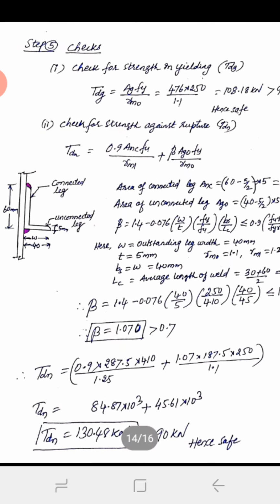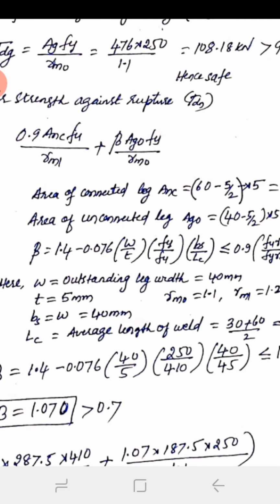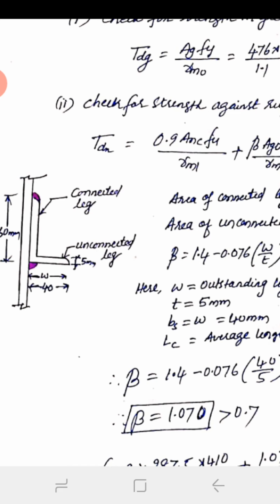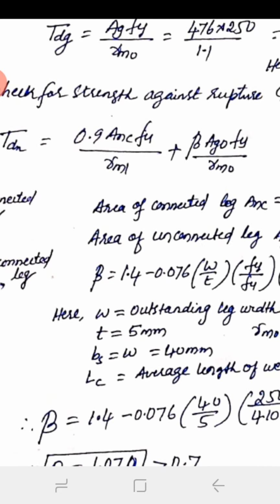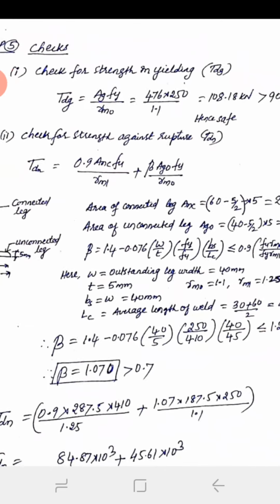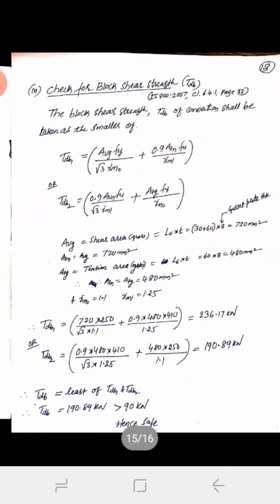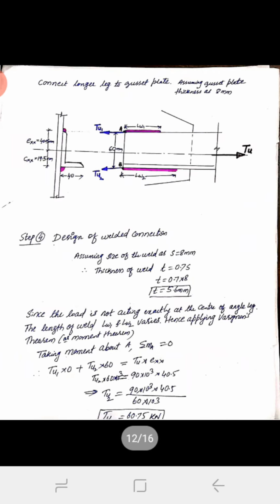The next check you need to do is check for strength against rupture, that is TDN. To calculate TDN, we have a formula: 0.9 ANC Fu divided by gamma M1 plus beta AGO Fy divided by gamma M0. Again, if you refer IS 800 2007 page number 33, you will be having this formula. So I'll show you that page.